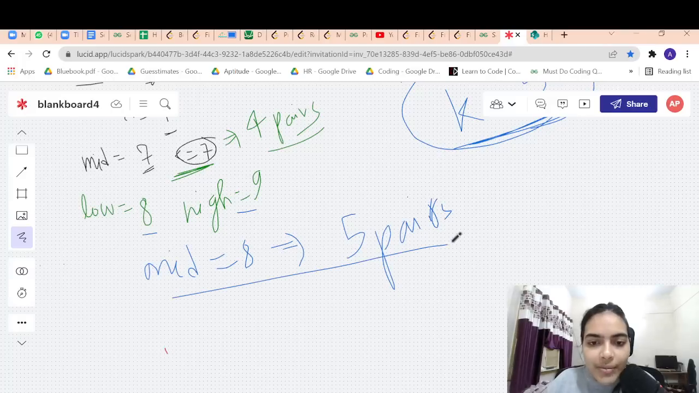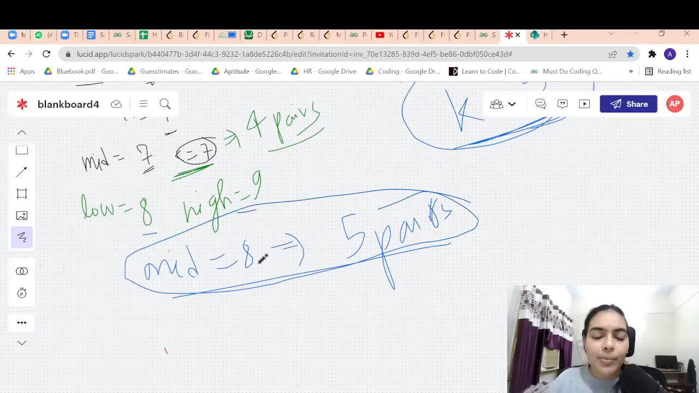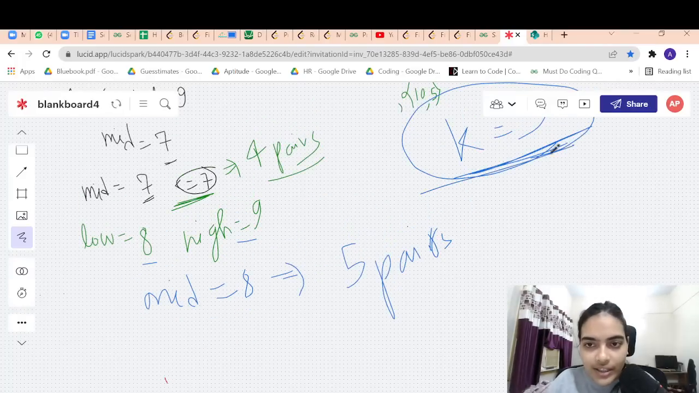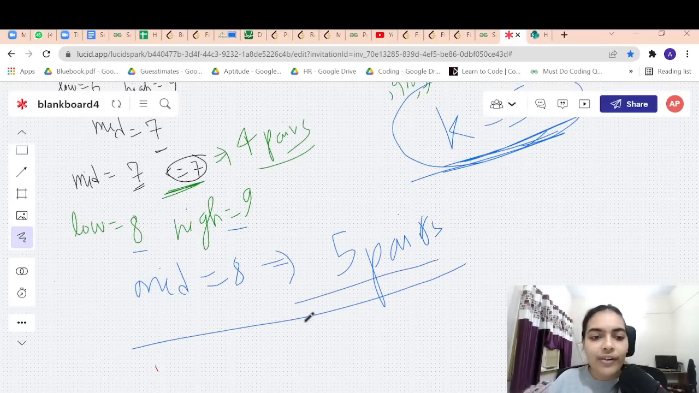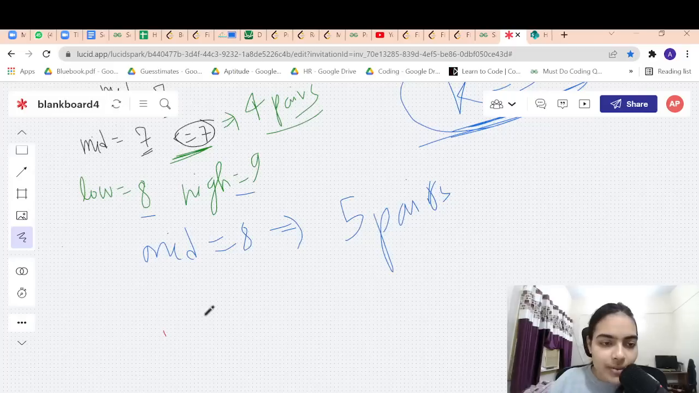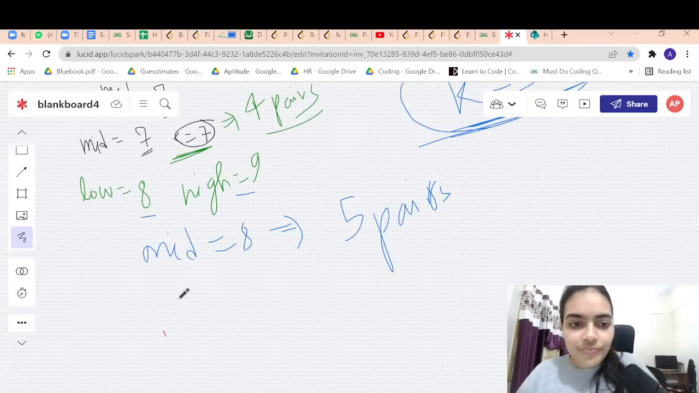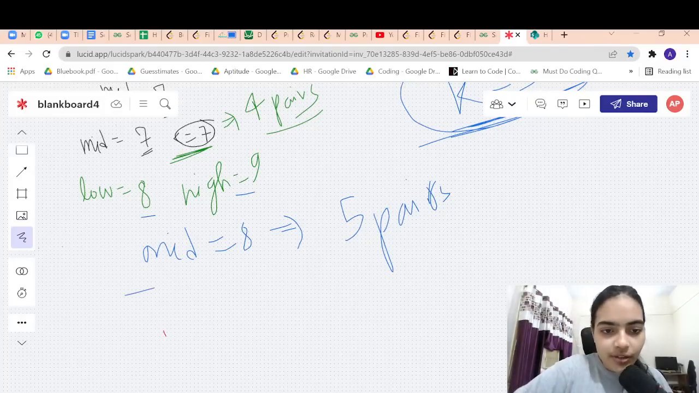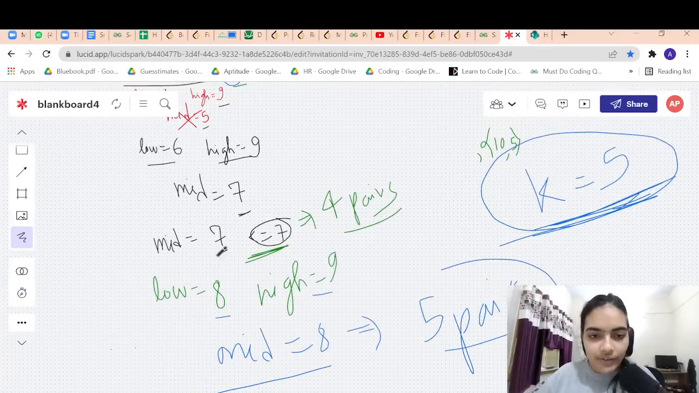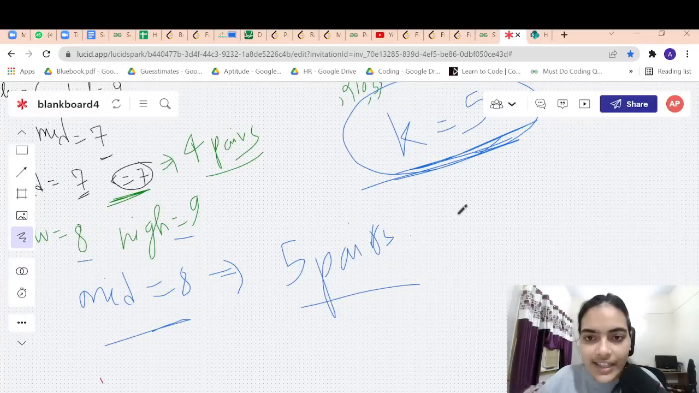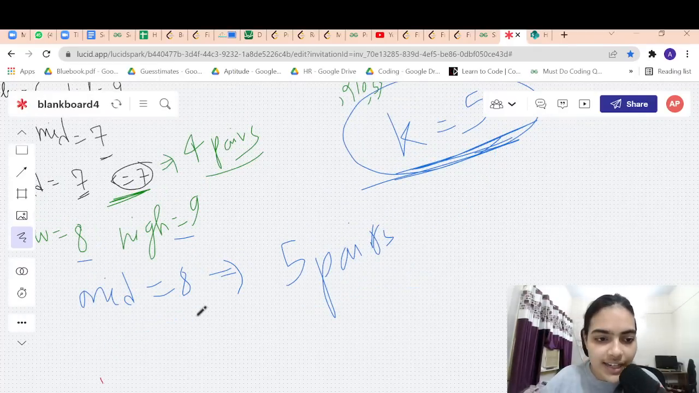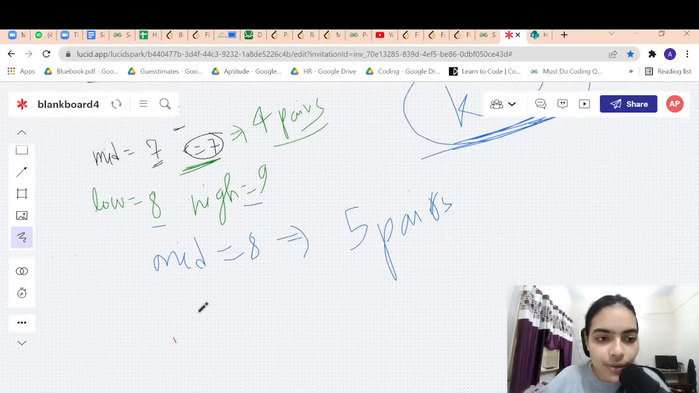Now, so this can be a possible answer. Okay? Because this is satisfying the condition. At least less than equal to 8, there are 5 pairs. So this can be a possible answer. So in this case, what are you going to do? See, whenever you find such an answer where the number of pairs is less than equal to k, what are you going to do now?